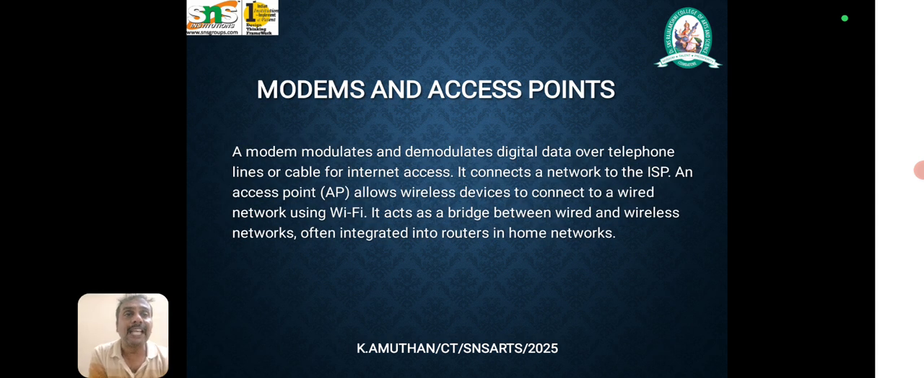Next, modems and access points. A modem modulates and demodulates digital data over telephone lines or cable for internet access. It connects a network to the ISP. An access point allows wireless devices to connect to a wired network using Wi-Fi. It acts as a bridge between wired and wireless networks.